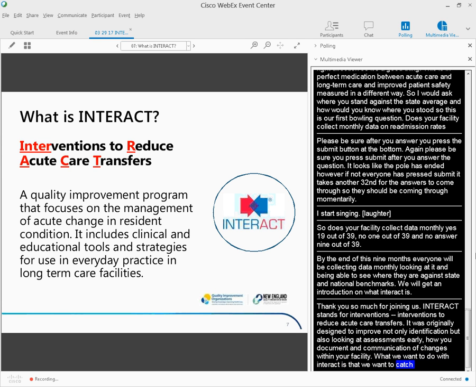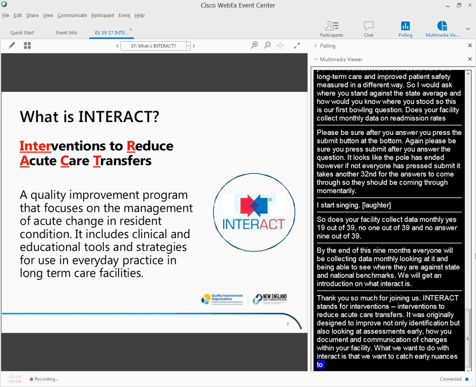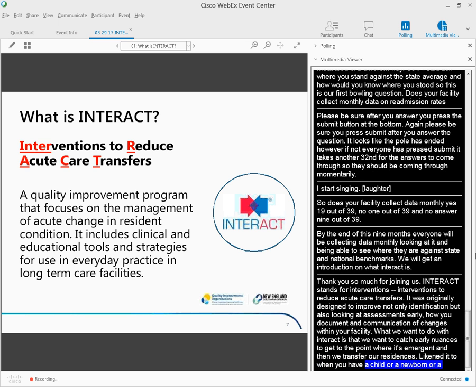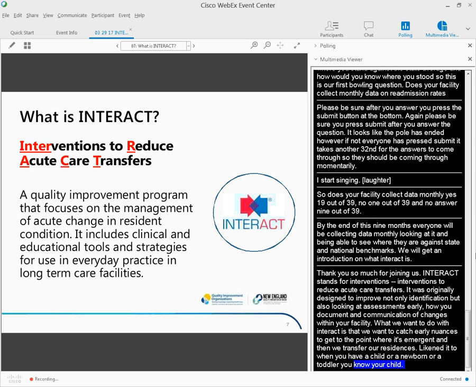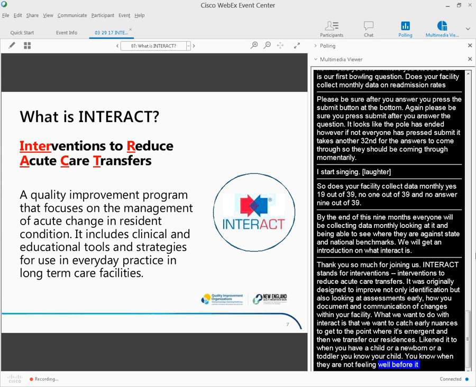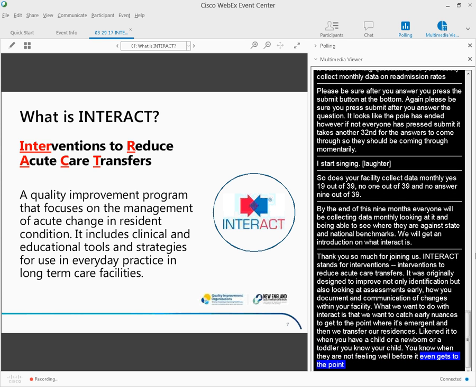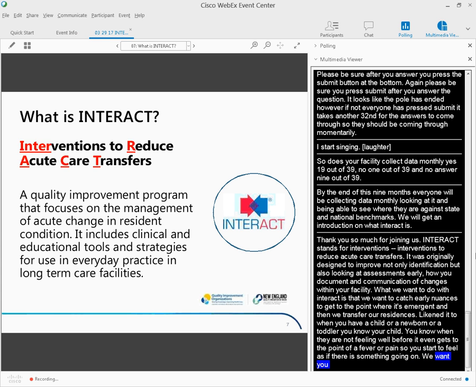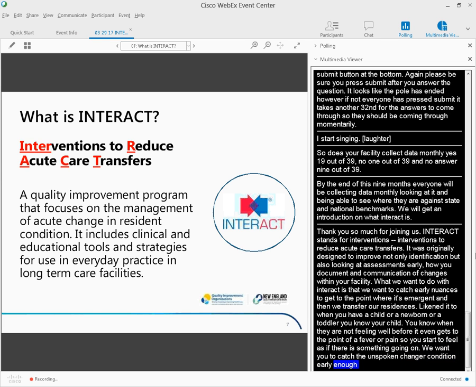And when I talk about this, I always like to liken it to when you have a child, a newborn or a toddler. You know your child. You know when they're not feeling well before it even gets to the point of a fever or pain. So you start to feel as if there's something going on. So this is what we want to catch. We want you to catch that unspoken change in condition early enough to start to intervene.